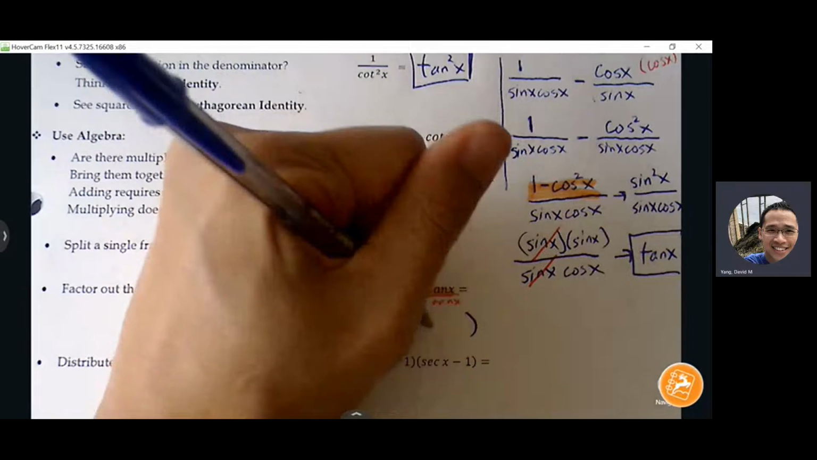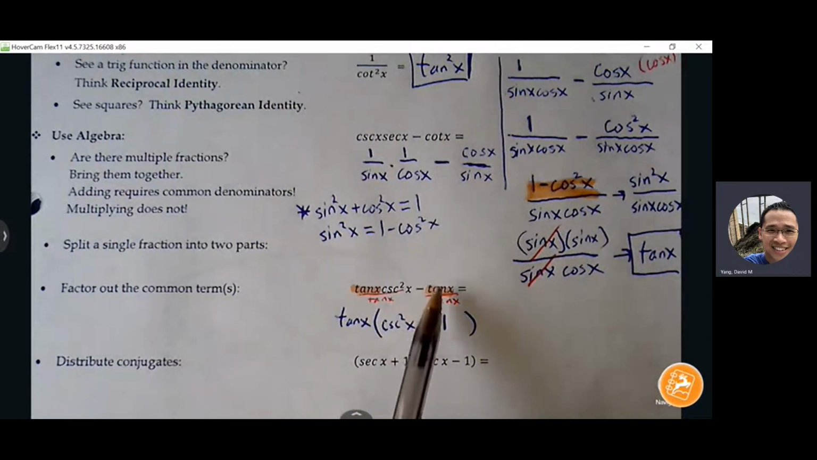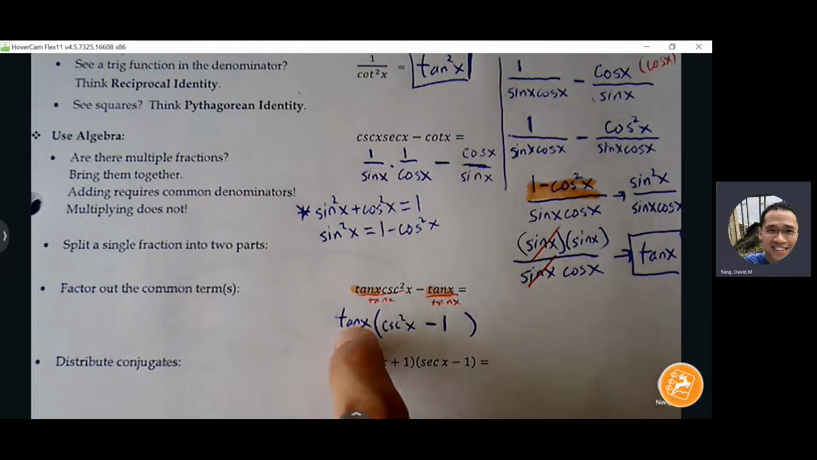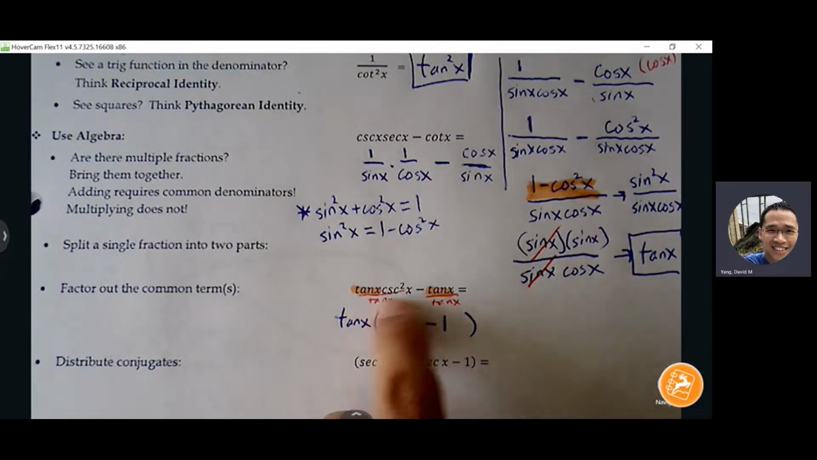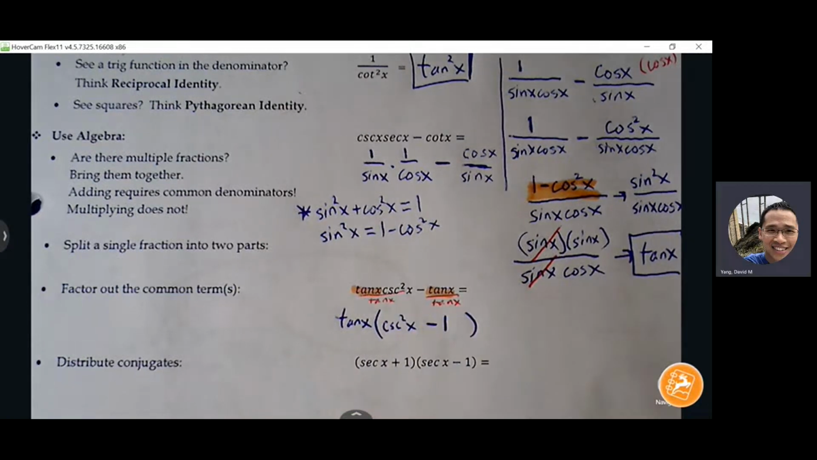A 1. Okay, so you've got to be careful about that, because I think the tendency is to think, oh, I'm taking the tangent out, so I don't need anything anymore, but there's a placeholder, okay? Because I need to be able to redistribute and get back to my starting point. If I left that one out, then I'm creating a different expression. Okay. So I have tangent of x times cosecant squared x minus 1.